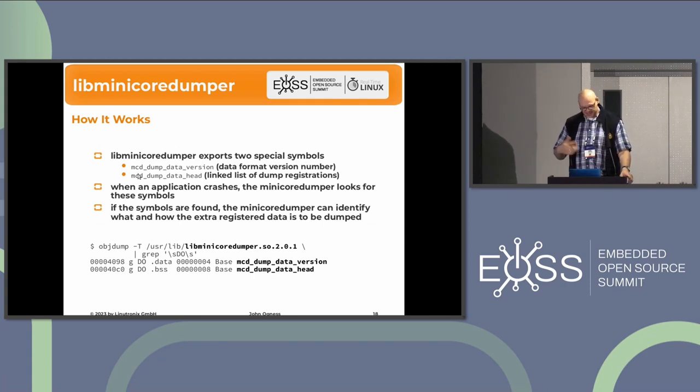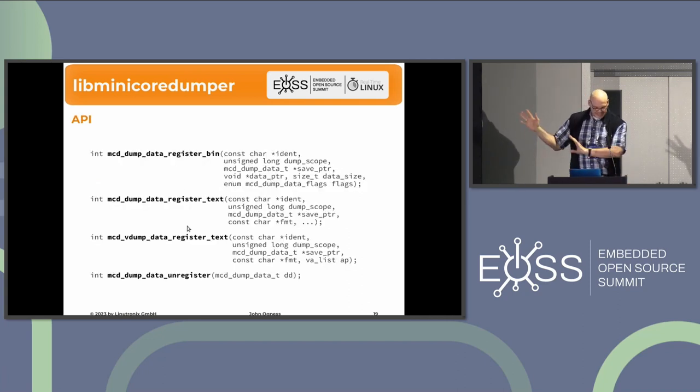Basically, the way it works is it exports two different symbols. The interesting one here is the data head, which is just a linked list of things that you've said you wanted to dump. When the minicoredumper handles the crash, it's going to look for these two symbols and say, hey, you've got some special data you would like to also dump. Then it will handle that for you. Basically, the API lets you register binary data that you want to dump, either in an external file or into the core dump itself. There's two variants, VARG-based and non-VARG-based, for text, where you can register text data so that it's formatted really nicely. And then you also have the opportunity to unregister data, right? If it's a linked list and this linked list is changing, you can say, okay, we've registered some items on this linked list and now we're removing an item, so I'm also going to unregister that item, or things like this, right?